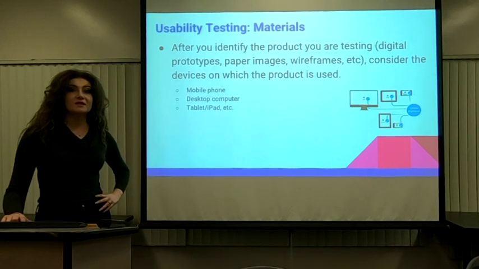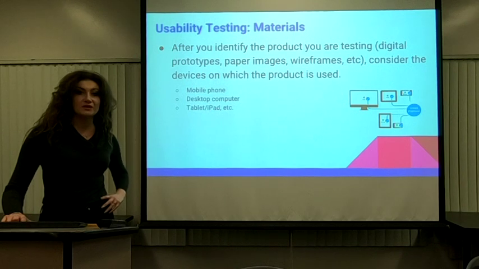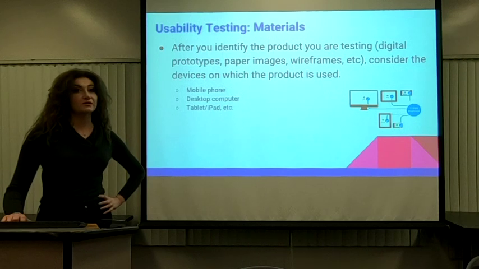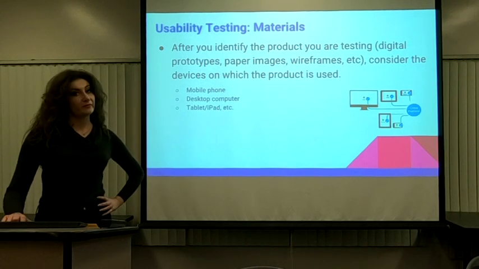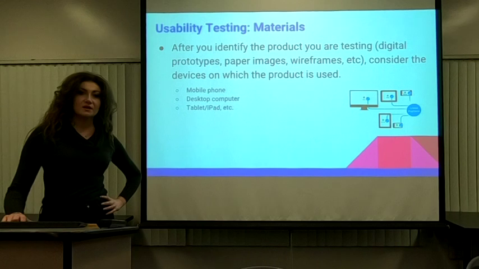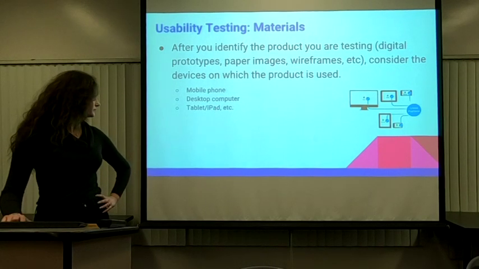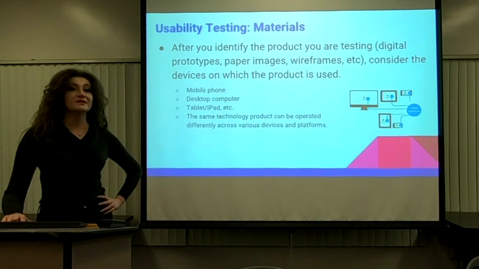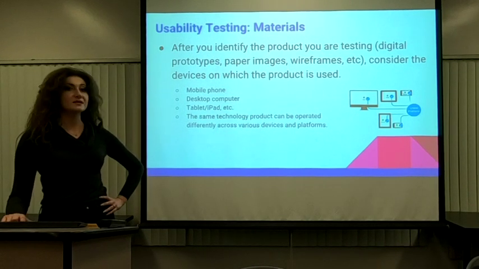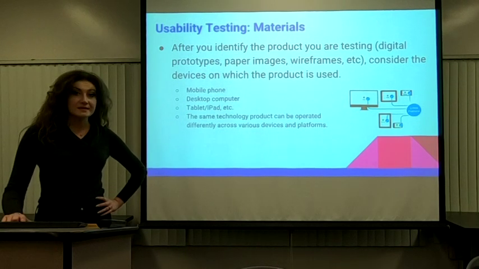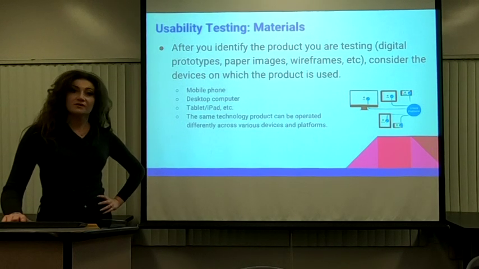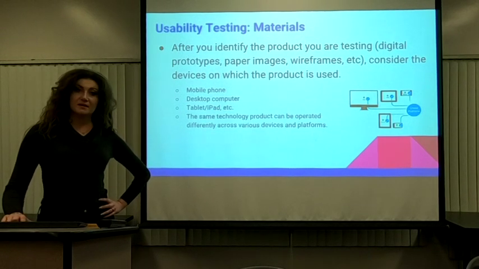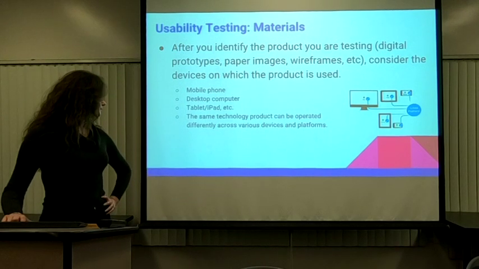So oftentimes there are different designs, right? And if you go onto a web page and you try to open it on your mobile phone, it often brings up a prompt that says, would you like to open in the mobile version or the web version? So it's really important to consider these things when you're conducting your usability tests. So the same technology product can be operated differently across the various devices and platforms. So if in your lab study you're testing a website on a desktop computer, then you can't really generalize those results to the website on a mobile phone. You would actually have to run a separate usability study for the same website on a mobile phone.